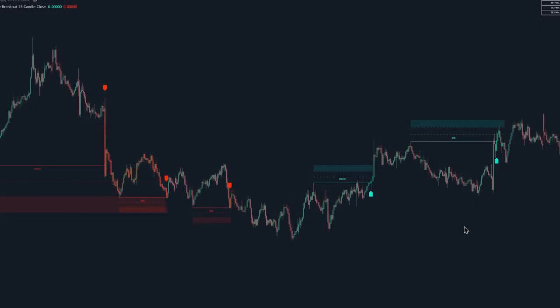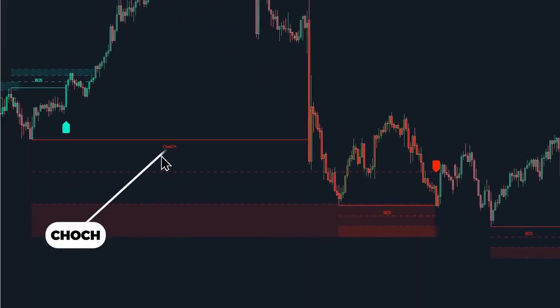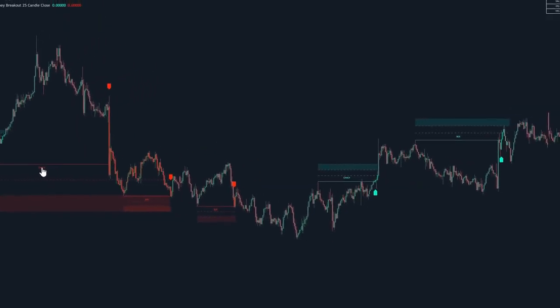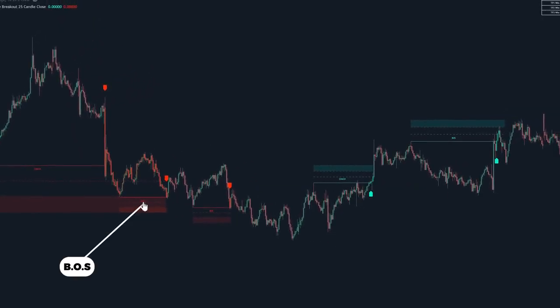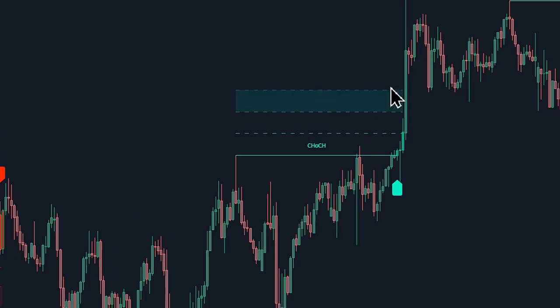It's a super simple indicator, which is made up of the following components. First, we have labels for changes of character, also known as CHoCH, and breaks of structure, also known as BOS. The green CHoCH and BOS labels indicate bullish signals, while the red CHoCH and BOS labels indicate bearish signals. You'll also notice dotted lines that mark potential take profit levels. Usually the first dotted line is TP1 and the second one is TP2.